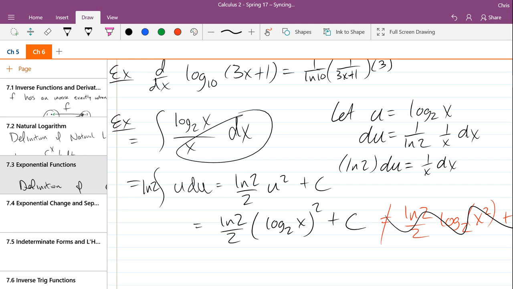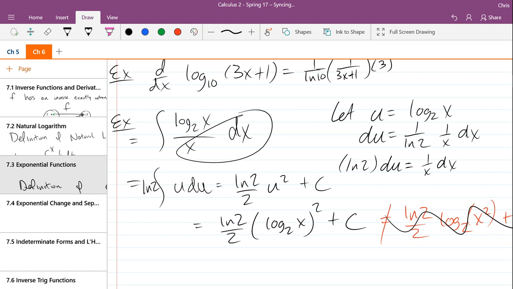So that's the end of 7.3, and next up is 7.4. I'm going to try to talk about the next section before I flip the page so you have time to write stuff down. The next section is exponential change and separable differential equations. Very scary words for something that's not terribly scary. You've basically been solving these already, you just didn't know it.